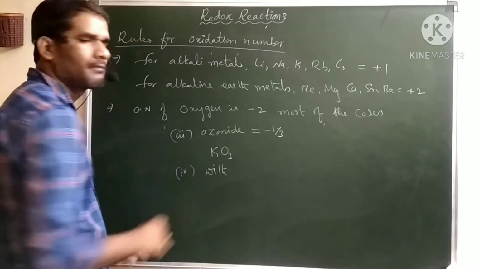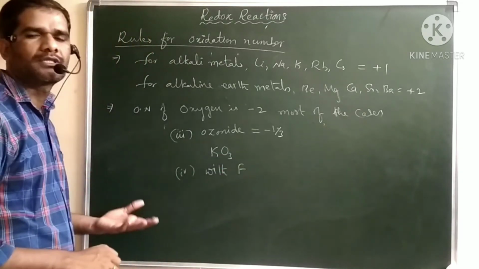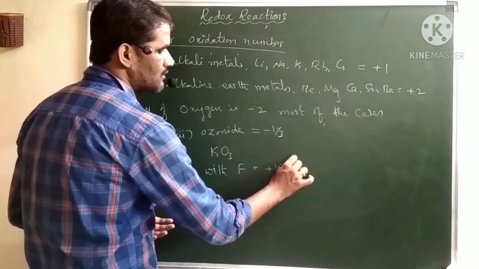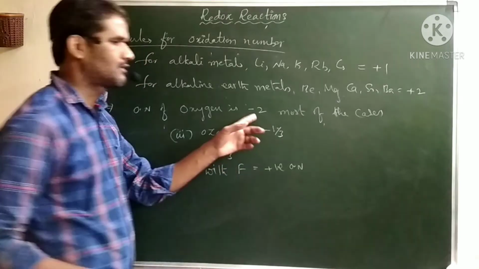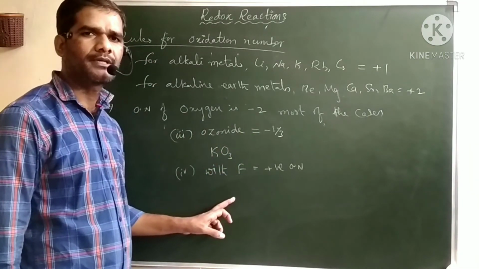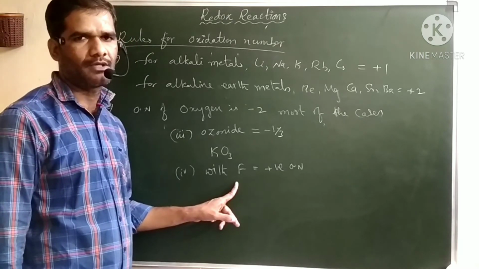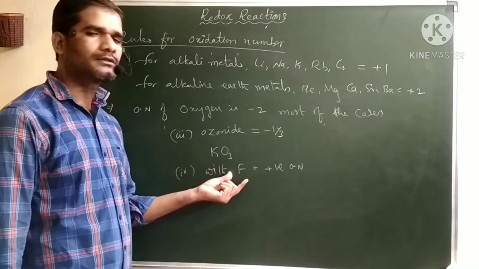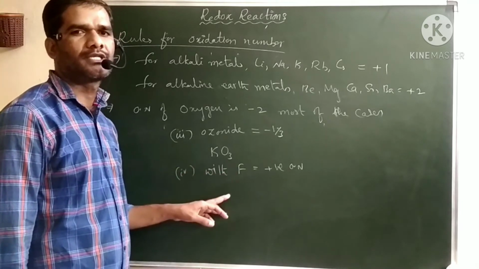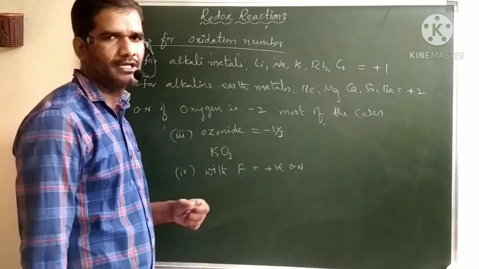When oxygen is combined with fluorine, then it shows a positive oxidation state. So in this case, it shows a positive oxidation number. Most of the time oxygen is negative, but when combined with fluorine, it shows positive. Why? Because in the periodic table, fluorine is more electronegative compared to other elements. So when oxygen is combined with fluorine, oxygen exhibits a positive oxidation state, but fluorine always exhibits a negative oxidation state.